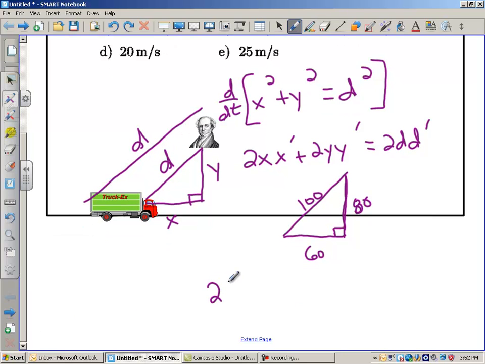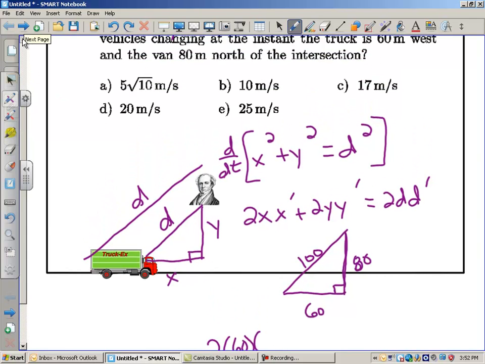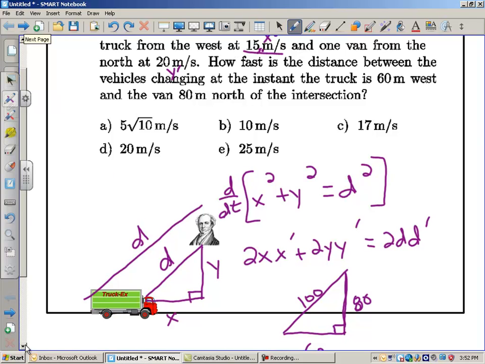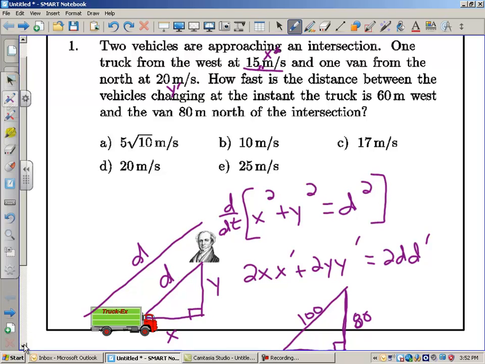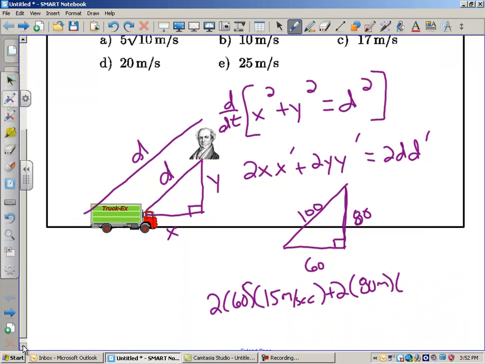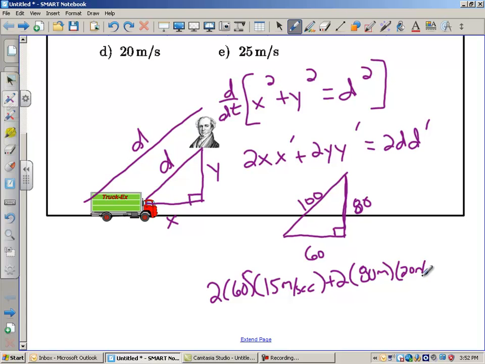We have 2 times x times x prime. How was the truck changing its position? By 15 meters per second. So x prime, or the change of x, is 15 meters per second. By the way, that 60 was meters as well. Plus 2 times y, that was 80 meters, times y prime. And the van was changing its position at 20 meters per second. So that's going to be 20 meters per second. And this equals 2 times d times d prime.